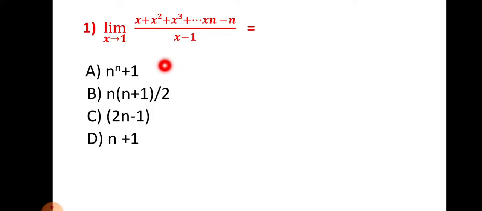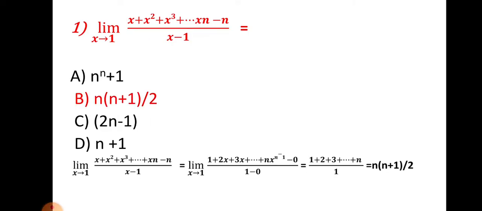And our options are: option A, n to the power n plus 1; option B, n plus 1 divided by 2; option C, 2n minus 1; option D, n plus 1. Now let us solve this question by using L'Hospital rule.